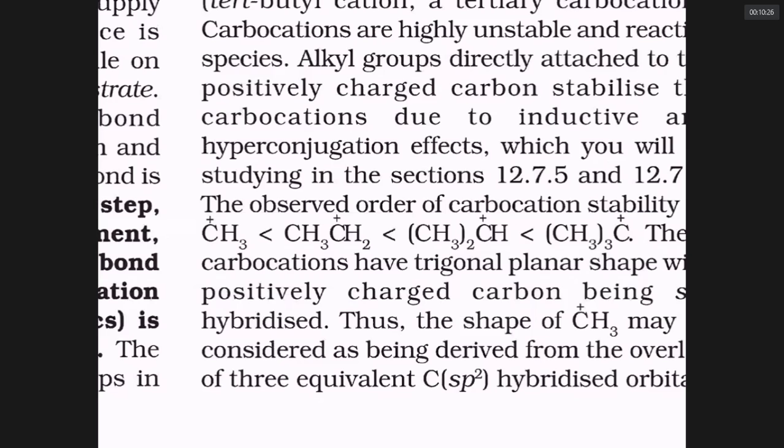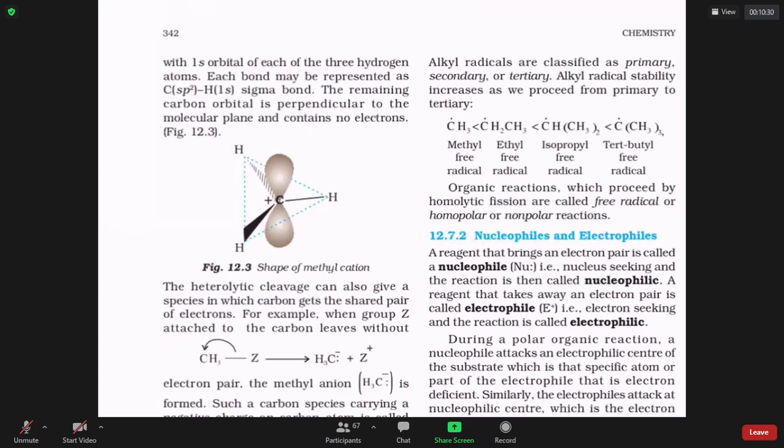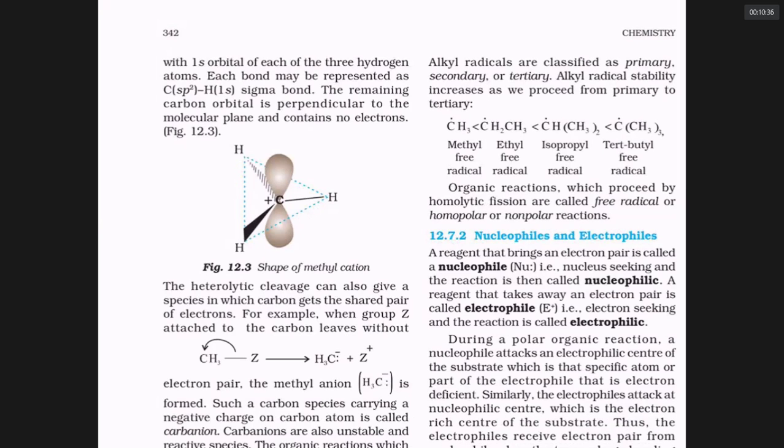At the moment, I would also say that whenever there is a carbocation, the C plus carbon is sp2 hybridized. It is like a triangle, trigonal planar. At the vertices of the triangle, hydrogens are there. Above and below, a pure p orbital is spreading, which is empty. This is an sp2 hybridized carbocation.